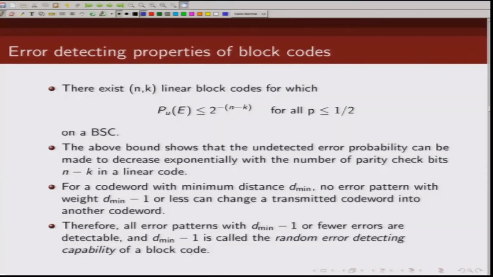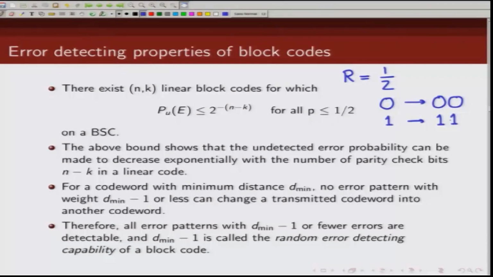Now, take an example of a repetition code that we did in the first class. So, let us say we have a rate 1/2 repetition code. So, then for 0 we are sending 0 0, and for 1 we are sending 1 1.